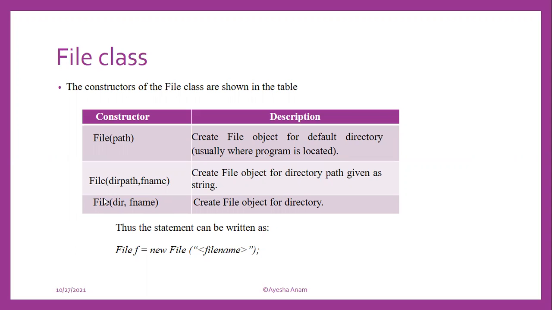Second, the File constructor with parameters directory path and file name creates a file object for the directory path given as a string. If you are specifying a specific path, it will create the file at the specified location. And the third, constructor with directory and file name, creates a file object for the directory. So File is the class. You have to create the object of the File class. Here the syntax is given. The File class object will be used to create the file at the specified location.